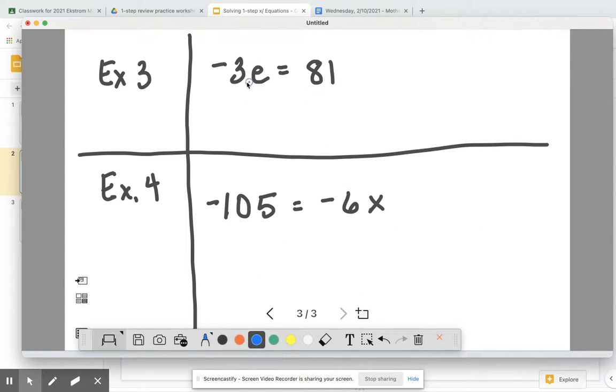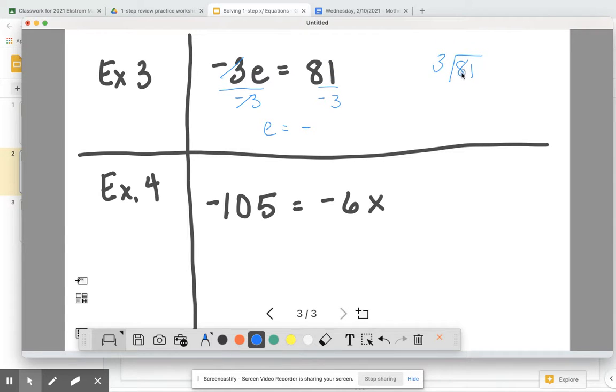Example number 3. Negative 3e equals 81. Here they're multiplying, so we need to do the inverse of multiplying by negative 3, which is divide by negative 3. We need to do that to both sides. Now here it represents that it's canceling each other out because negative 3 divided by negative 3 will give me 1e. 81 divided by negative 3. Well, I know a positive divided by a negative is going to give me negative. And now I'm going to do the division workout over here. 81 divided by 3.